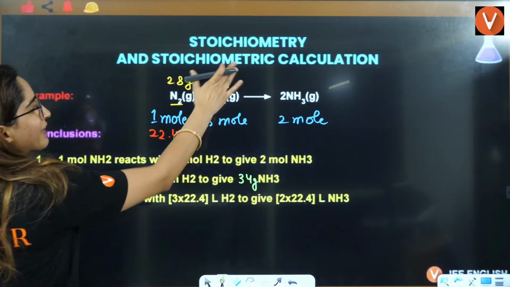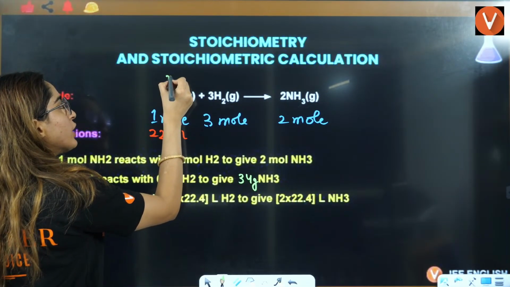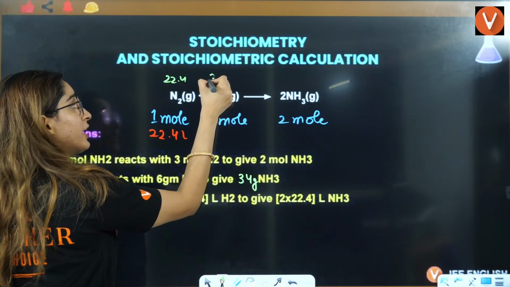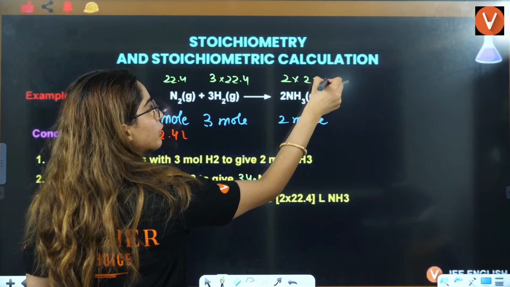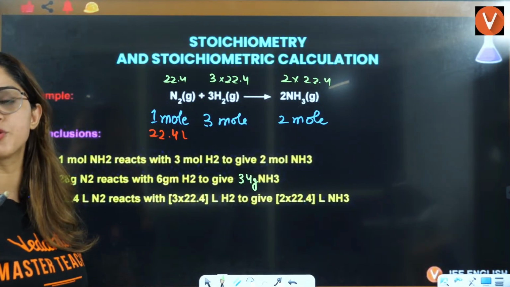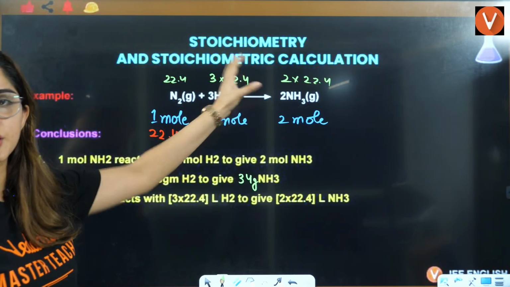Okay, so I will not write it there. If you talk about volume, molar volume is 22.4. 3 into molar volume 22.4. This is 2 into molar volume 22.4. That becomes your volume: this volume reacts with this volume to give this volume.